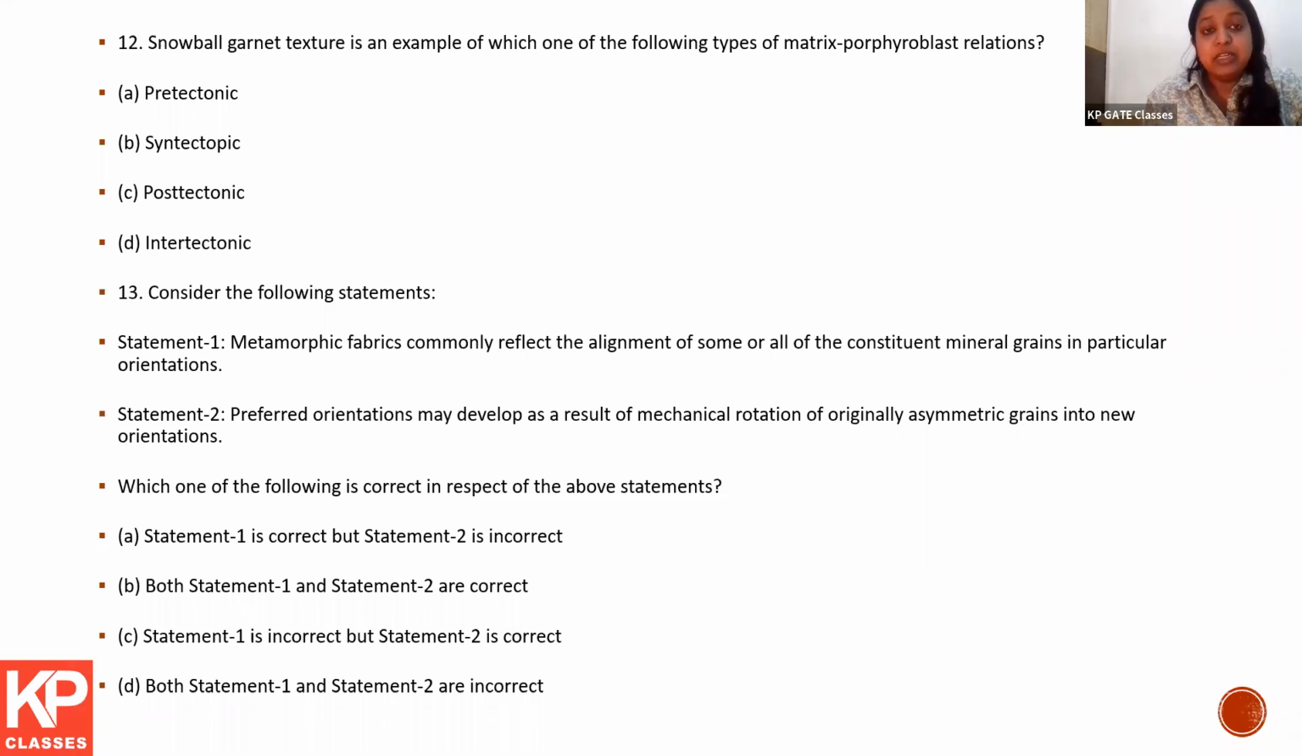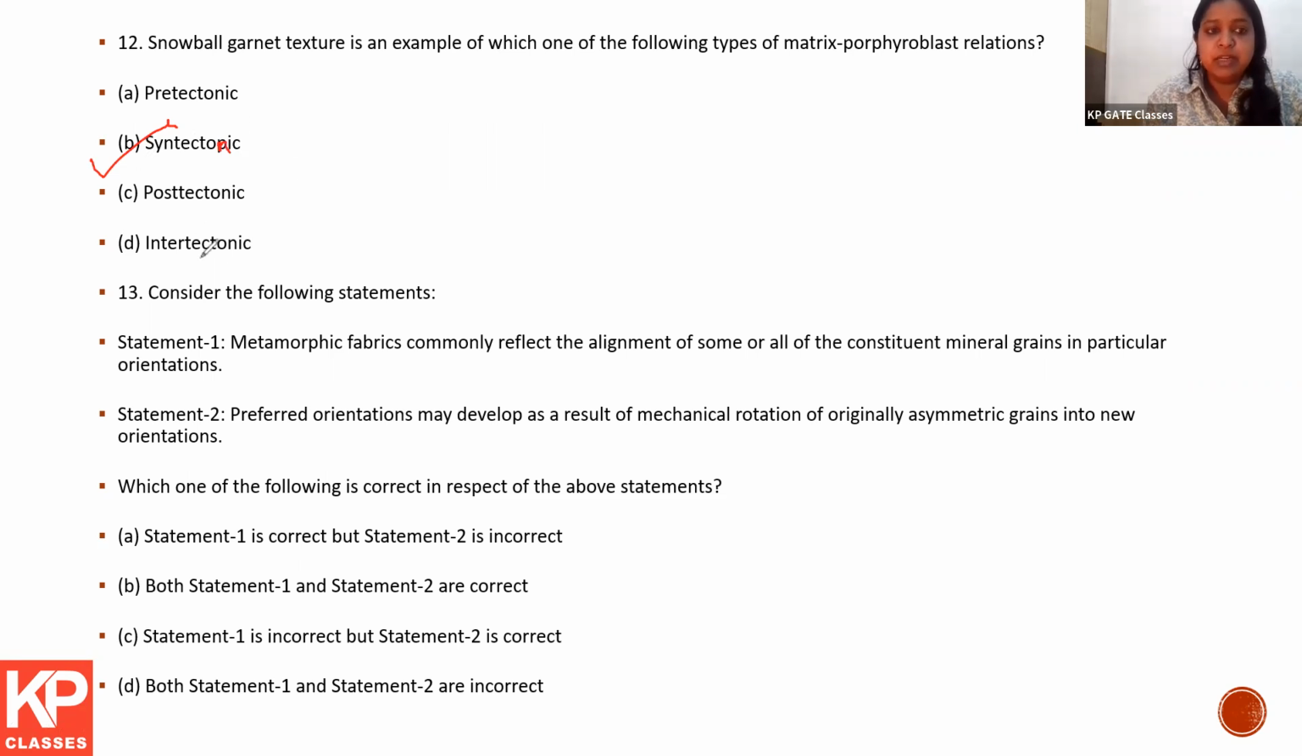Snowball garnet texture is an example of which one of the following types of matrix-porphyroblast relations? Very easy, direct question. Syntectonic texture. Syntectonic relationship means the porphyroblast is formed during the metamorphic process. So that is the syntectonic type.